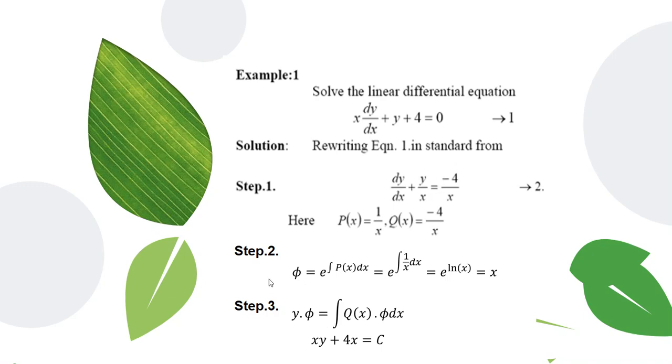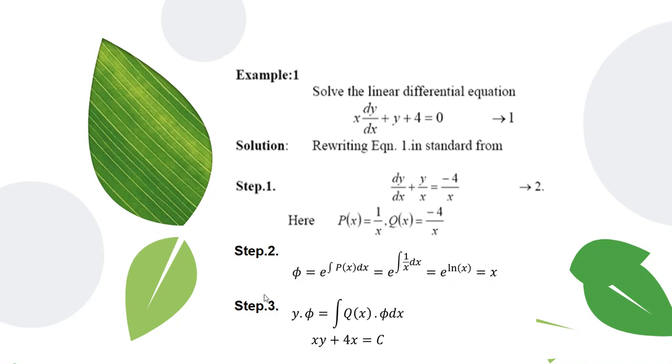So under step 2, you will find the integrating factor for this expression. You have e raised to the integral of p of x, where p of x is 1 over x dx. If you integrate this, that would be ln of x, giving you a phi, which is x.